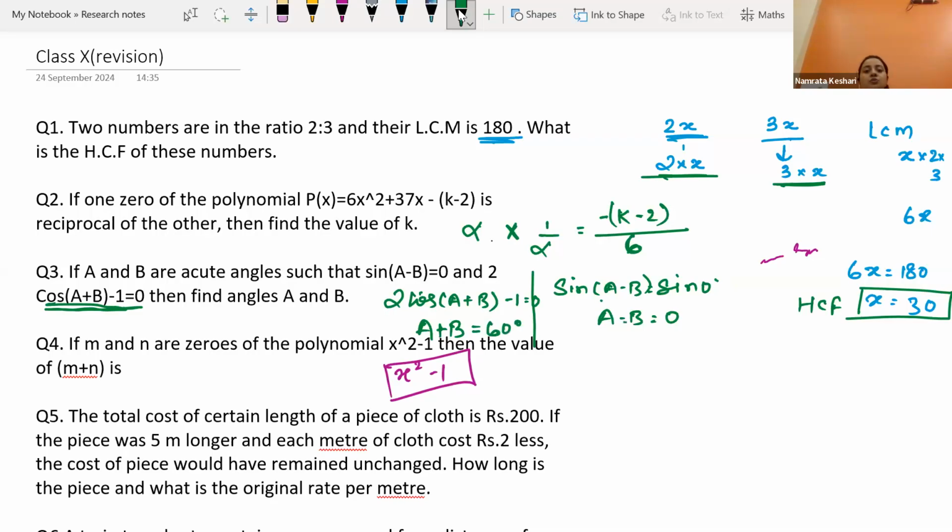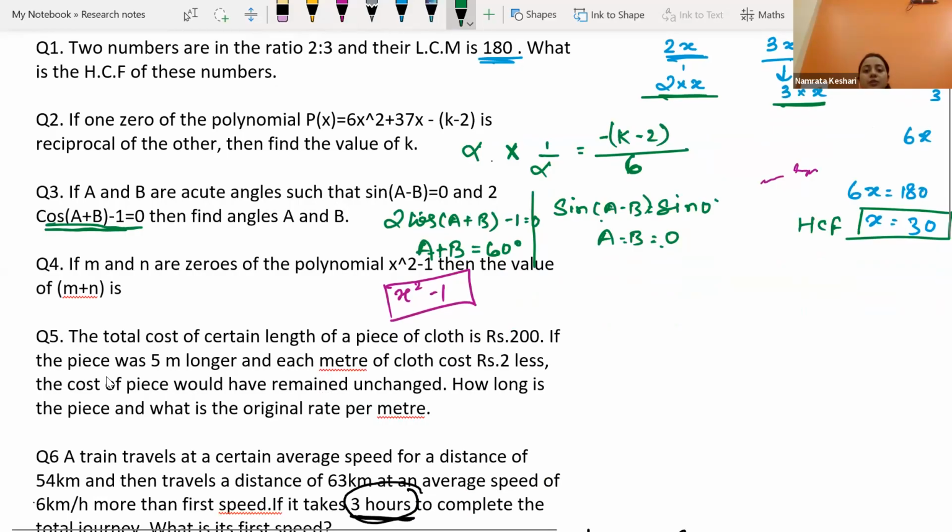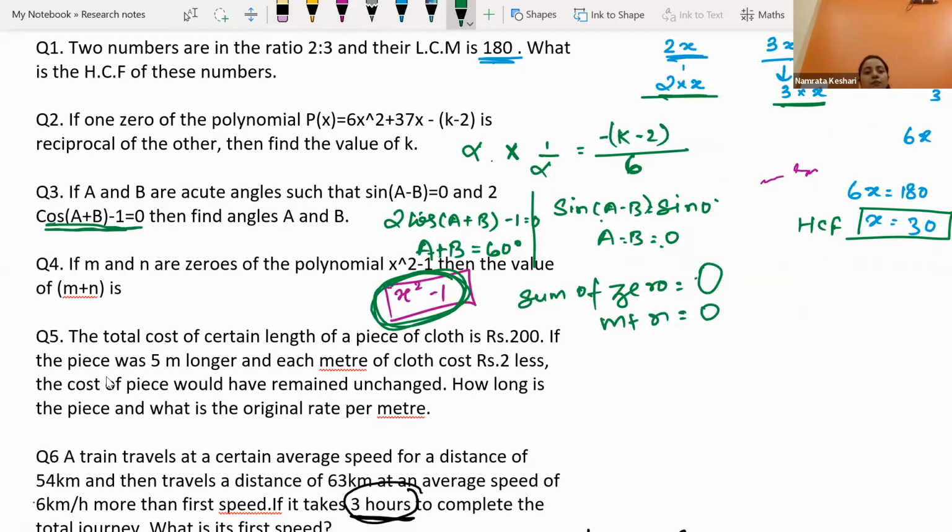And we will solve these 2 equations to find the values of a and b. Okay. Now the next one, x square minus 1, we have as a quadratic polynomial, and we have to find the value of m plus n. Yes, it will be 0. Because if you see this polynomial carefully, using the formula, sum of the zeroes is minus b by a, our b is 0. Then m plus n, of course, will be 0.